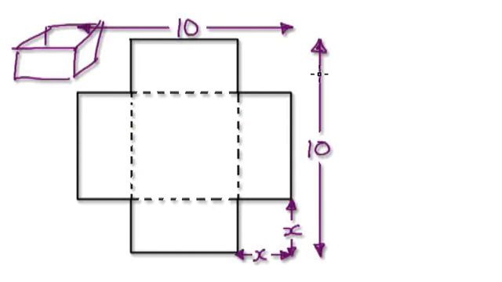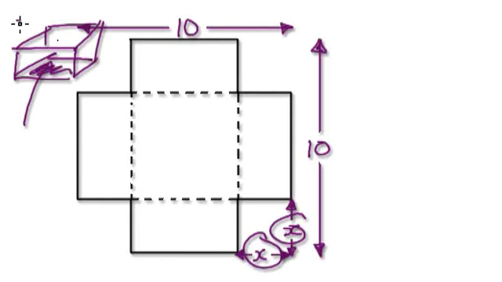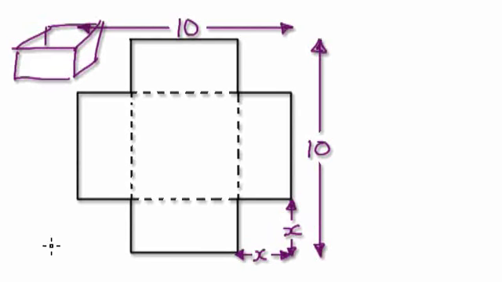Okay, so the question is, well, if this here is 10 by 10, what must x be to create the biggest volume? Okay, so we're going to create an open top box, meaning that we've got a base at the bottom, but at the top there's nothing here. Okay, so it's going to be a box. Find x here where the volume will be the greatest. Okay, so press pause and have a go.